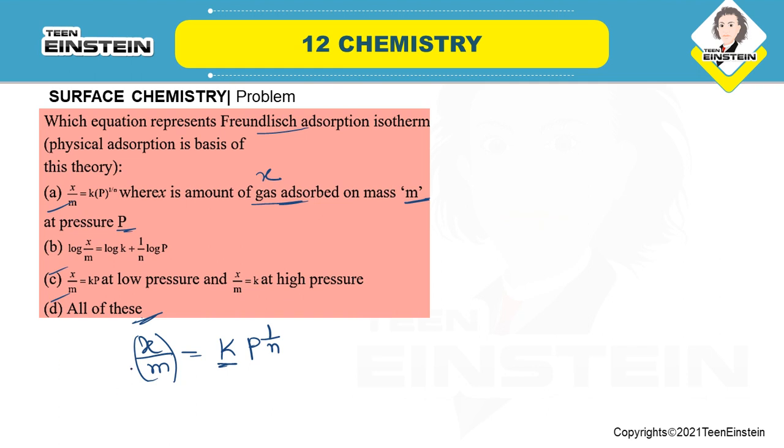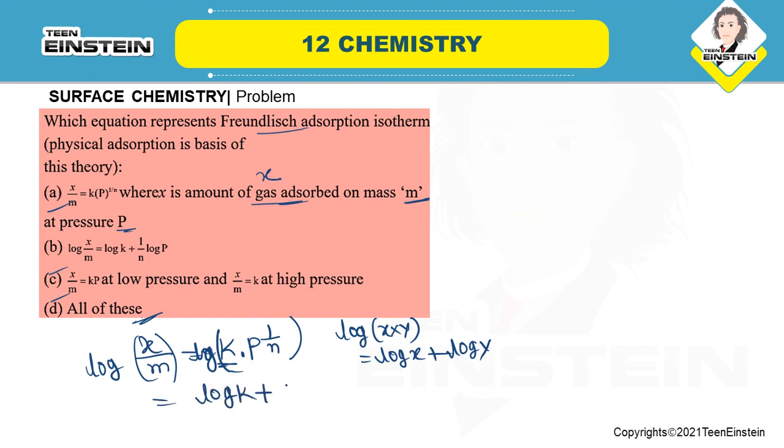Now if we take log both sides, so it is K into P to the power 1 by n, and log of, suppose, X into Y, we know it is log X plus log Y. So here the equation will change to log K plus log P to the power 1 by n. Now 1 by n can be written before it because it is the power of pressure. So see, now the equation will be like this: log x by m equals log k plus 1 by n log p. So this is also correct.